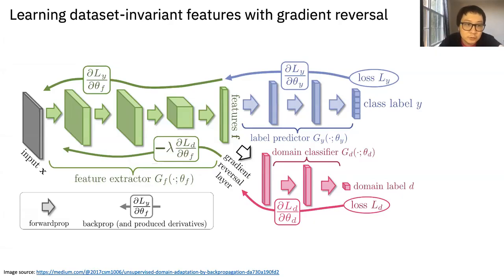Basically, the idea is trying to fool the feature extractor, the green part, so that it does not distinguish the source data and the target data, so that we can learn low-level domain invariant features for the matching task.